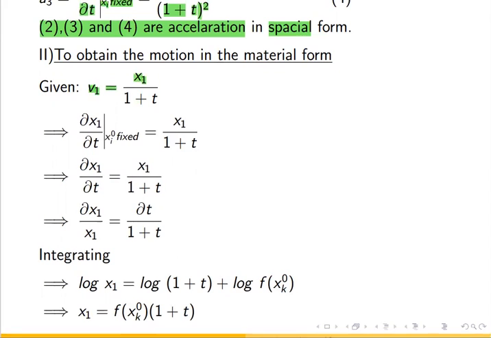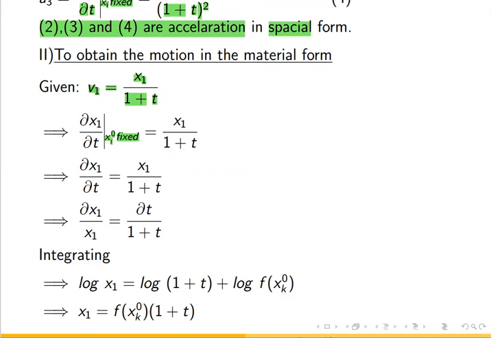To obtain the motion in the material form, take V1 equal to x1 by 1 plus t, as they had given. V1 is dou x1 by dou t. We are finding in the material form, so xi naught is fixed: dou x1 by dou t with xi naught fixed equals x1 by 1 plus t.